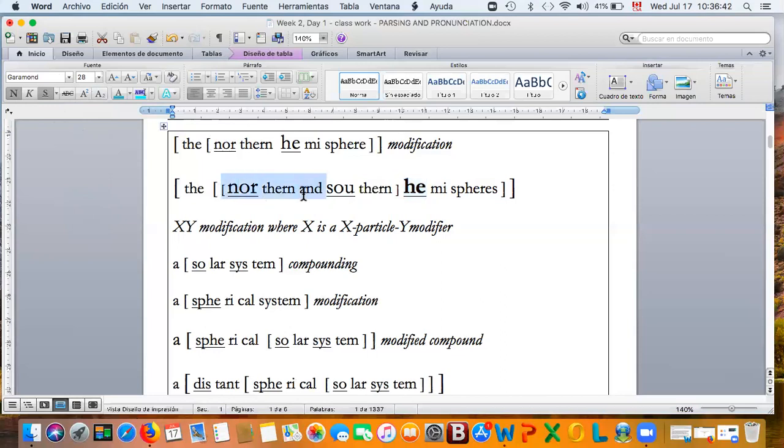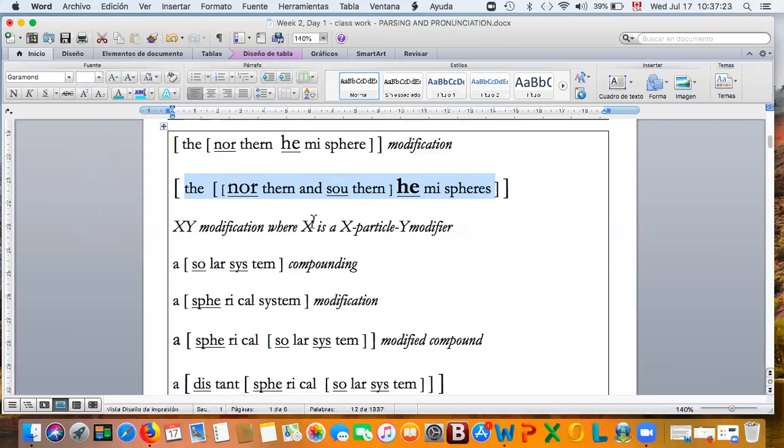In other words, the X particle Y construction changes accent pattern. Instead of being simply Northern and Southern, it's Northern and Southern, like ladies and gentlemen, you get Northern and Southern. Because now it is part of this construction, which gives us all together the Northern and Southern hemispheres.